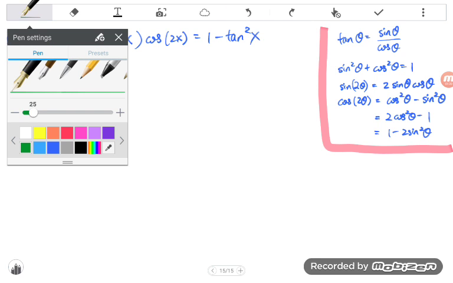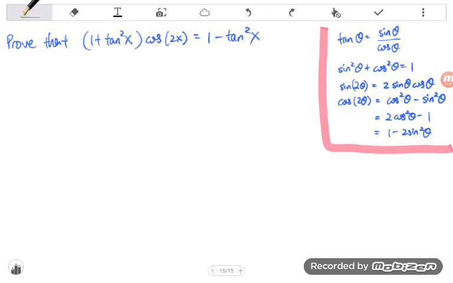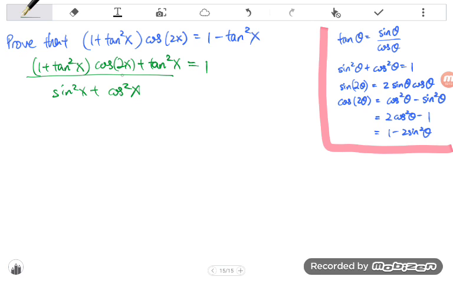Right, let's get started. So again, we have to manipulate whatever we have right now. If on the right hand side I'm trying to get that 1, which means I don't want that to be there, so I'm going to bring that over to the left. So I will have 1 plus tangent square x cos 2x plus tangent square x is equal to 1. So on the left hand side, I need to change that to become sine square x plus cos square x. If I can somehow make the very long chunk that I have here equal to sine square x plus cos square x, then my proof is done.